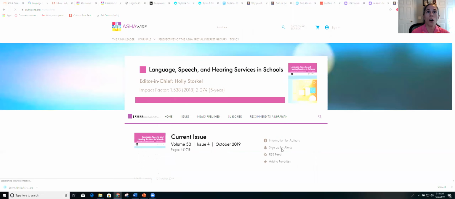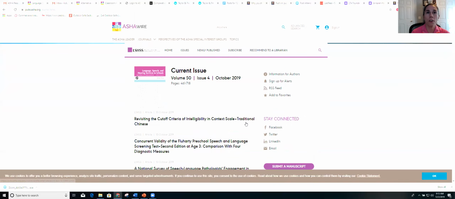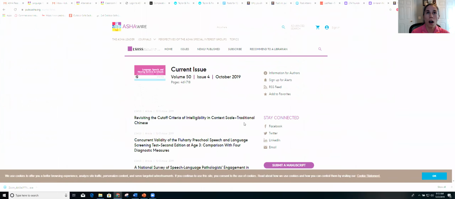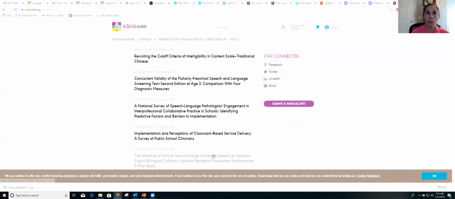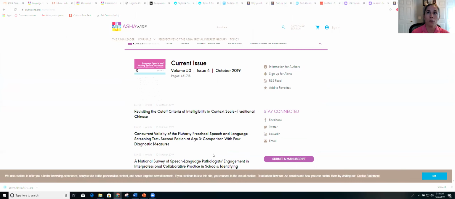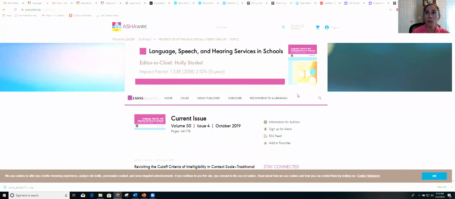So you're going to go, and this brings you to the very first page of the most recent articles that were published by Language, Speech, and Hearing Services in Schools. And then you can go up here to the search function, and you can actually search specific topics. You can also scroll through the issues chronologically here, and it'll start with the most recent. They've got the newly published ones right here. And then there's some other things right here, the homepage. But what I usually do is I'm going to start here.